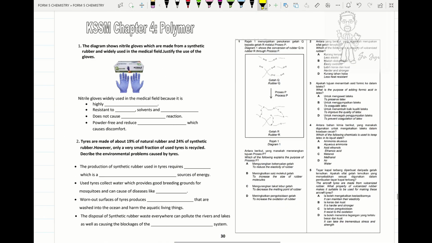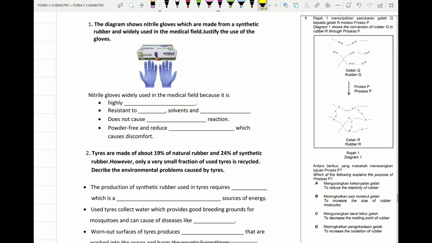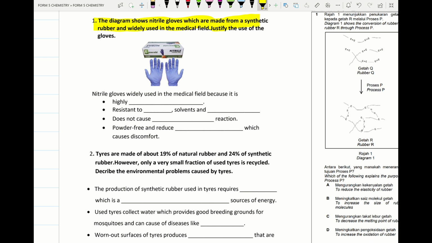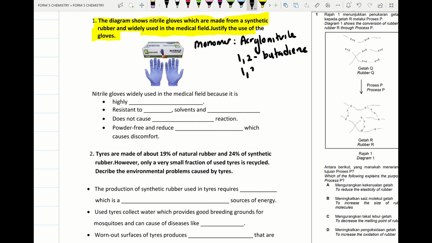Alright, on to the last part. Try to look at the question given in the diagram. The diagram shows the nitrile glove, made from synthetic rubber, widely used in the medical field. Justify the use of gloves. This nitrile rubber is made up of monomers. Monomers are acrylonitrile, 1,2 butadiene and also 1,3 butadiene monomers.